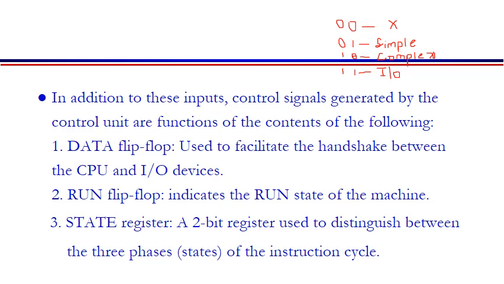Within the control unit there are three main components, which are the data block, run block, and state register. Depending upon the input, the control unit will generate different control signals at the output using these three internal components or blocks.